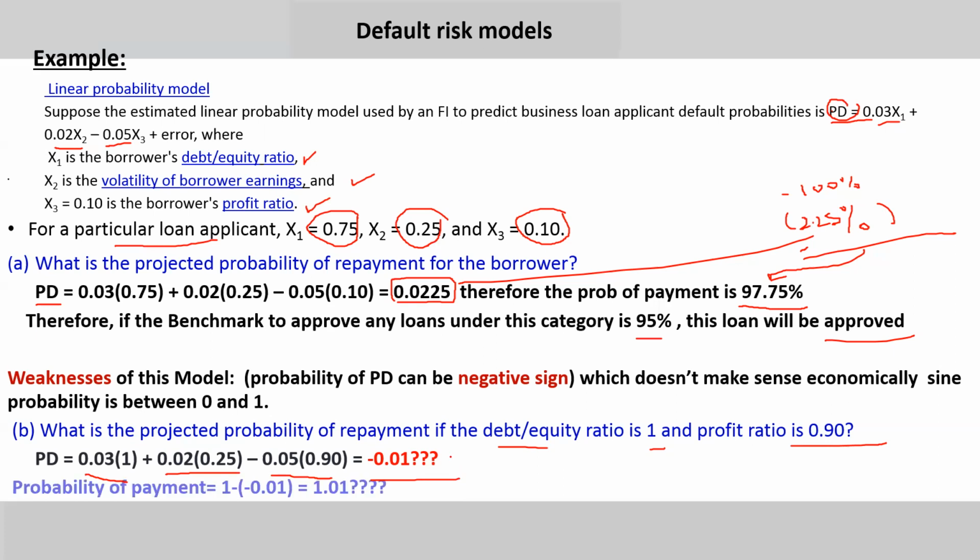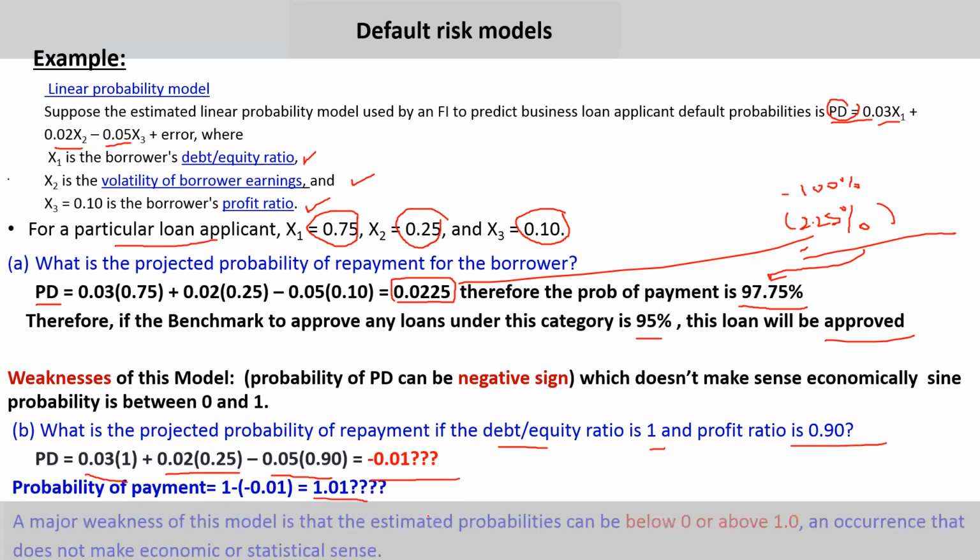credit risk. This doesn't make any sense because the probability of payment, if we do it now, is actually 0.01. So there is no sense in this model. It can go out of the range of probability, 0 and 1, which is a very rare case.